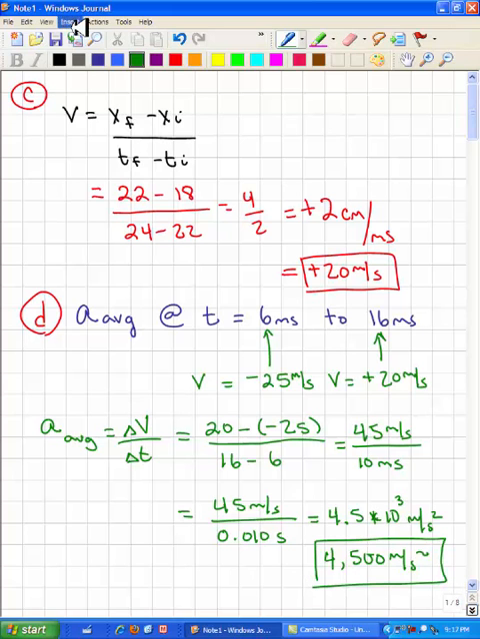Lastly, part D. Or excuse me, part E, I apologize. It's getting late. Part E says to determine the ball's instantaneous velocity at t equals 10 milliseconds. So v instantaneous at t equals 10 milliseconds.